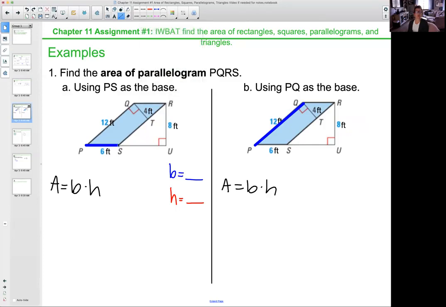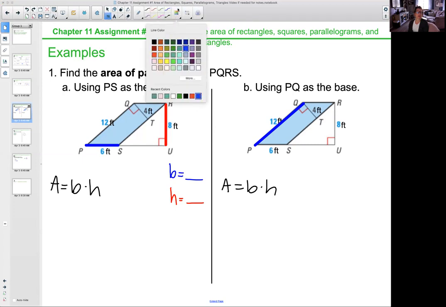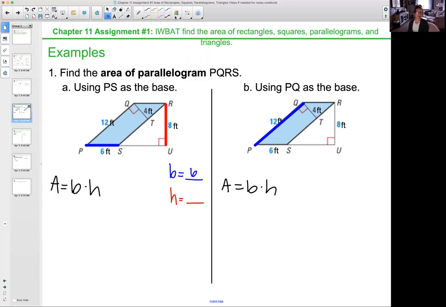Remember, the height needs to be perpendicular to this side, connecting top to bottom, or the distance between top and bottom, and you need to see a right angle. This one actually has the extension of this side where you see the right angle, so here is the height. Again, this will stay the same all the way through, the distance between those two bases. In this problem, we've got base as 6, and then the perpendicular segment to that is 8, so that's the height. We can just go ahead and plug those into the formula.